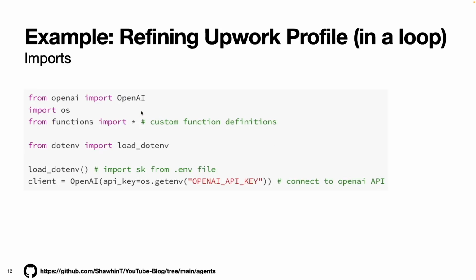We'll start with some imports. So really not much to import here, basically just OpenAI's API. I do create a set of custom functions, which we can talk about later. And then .env is just how I'm importing my OpenAI API key from a .env file.